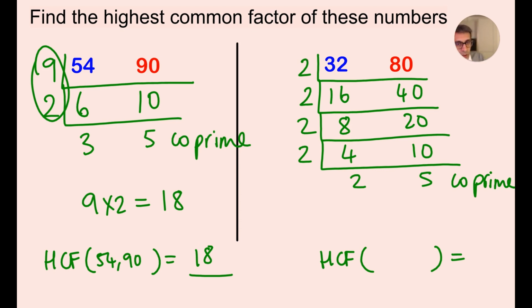So we stop, and then we do 2 times 2 times 2 times 2. So the highest common factor of 32 and 80 is 2 times 2 is 4, 4 times 4 is going to be 16. So 16 is your highest common factor.